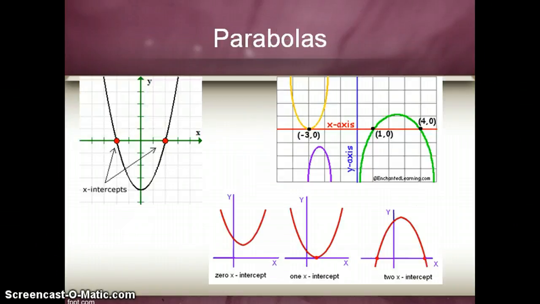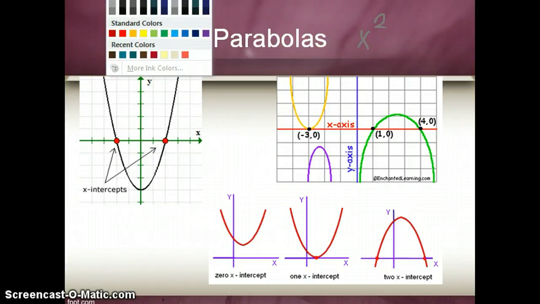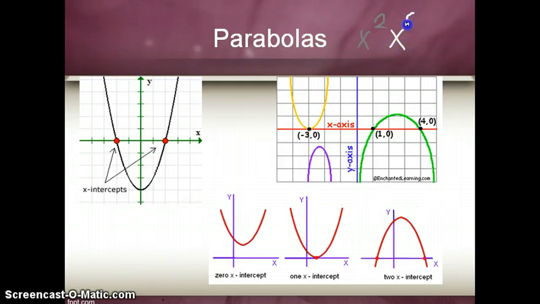We talked about a parabola, and a parabola was just a U-shaped graph. In order to form a parabola somewhere in your equation, you had to have an x squared. You had to have a variable with an exponent of 2 on it in order to create a parabola.